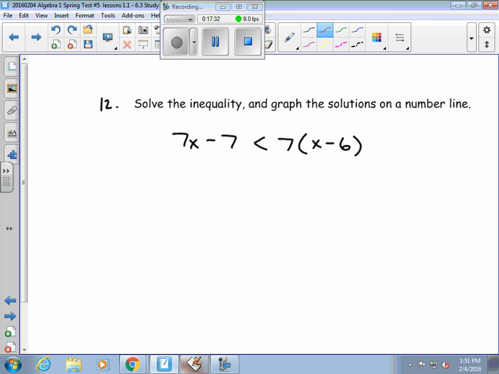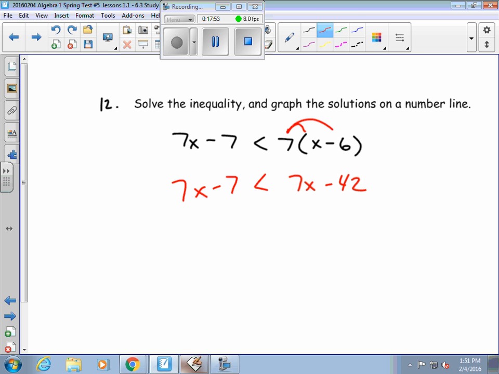Solve the inequality and graph the solutions on a number line. So the same thing. Before we have to move anything over, we have to distribute 7 times x and 7 times negative 6, negative 42. So we have 7x minus 7 is less than 7x minus 42. Now we have our variables. If you look at it, they're going to cancel out right here.